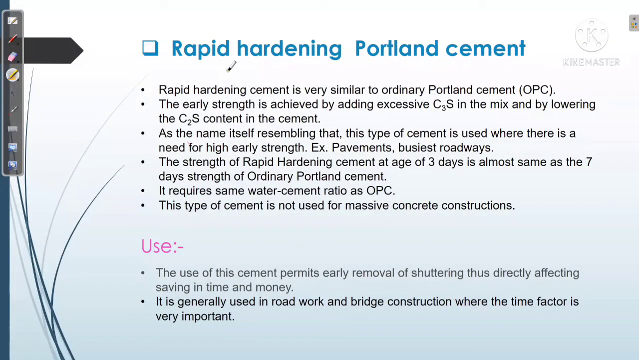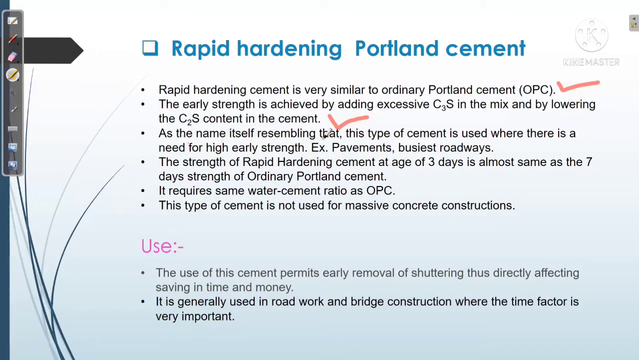The fourth type is rapid hardening Portland cement, or you can simply call it rapid hardening cement. Rapid hardening cement is very similar to ordinary Portland cement. It is clear to you that it is similar to ordinary Portland cement. Why it is similar is listed in the remaining points. The early strength is achieved by excessive use of C3S and by lowering the C2S content.